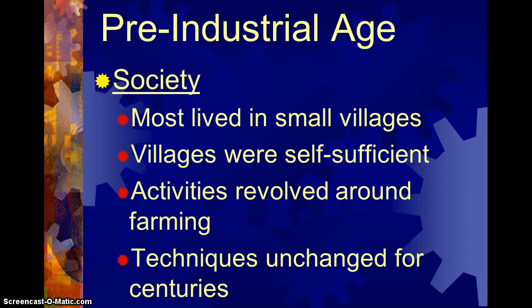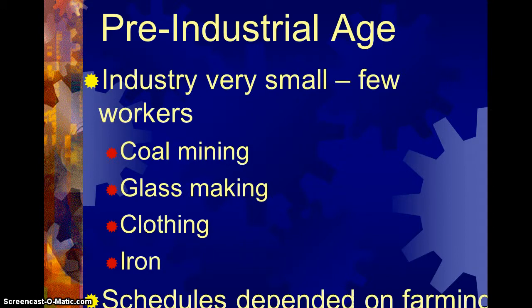There were also problems in society. Most people lived in small villages. Villages were self-sufficient. Activities revolved around farming, and techniques were unchanged for centuries. So people were living in isolation. They weren't really connected to the world. Industry was very small, with very few workers. Coal mining, glass making, clothing, and iron, and schedules depended on farming.